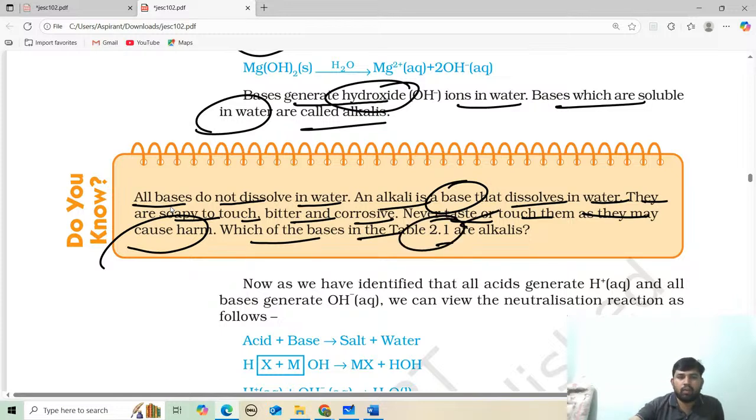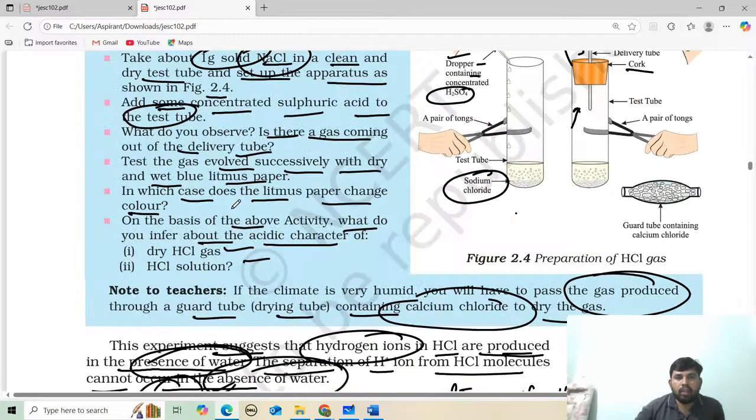Table 2.1. Where is it? Table 2.1. You should see the table.